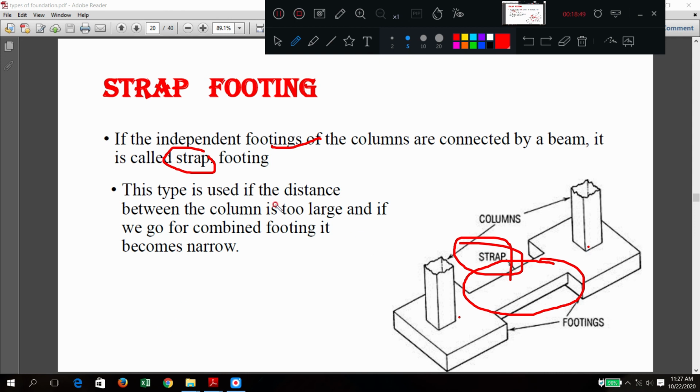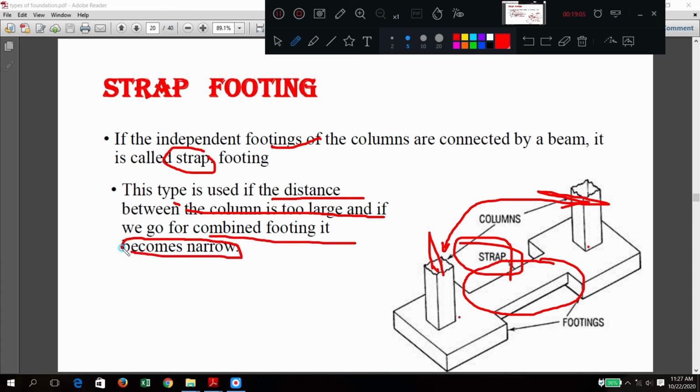So when is it used? If the distance between the columns is too large. Sorry, the distance between this column and this column is very large, and with a combined footing it will become very narrow. So it is not going to be correct. So at that time also we can go for strap footing.